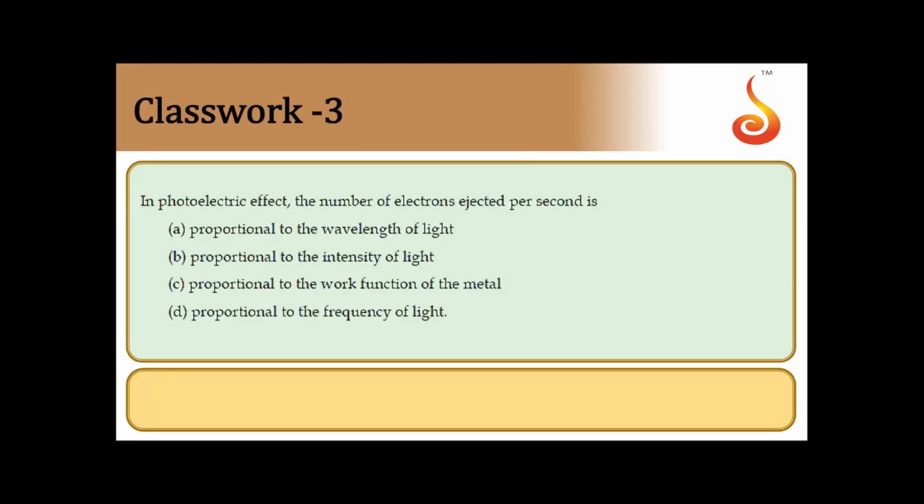Moving further, in photoelectric effect, the number of electrons ejected per second is proportional to wavelength of light, proportional to intensity of light, proportional to work function of the metal, proportional to frequency of light. See, number of electrons ejected per second decides the photocurrent. And according to laws of photoemission, photocurrent is directly proportional to intensity of radiation. So number of electrons ejected per second is proportional to intensity of radiation. That is option B.